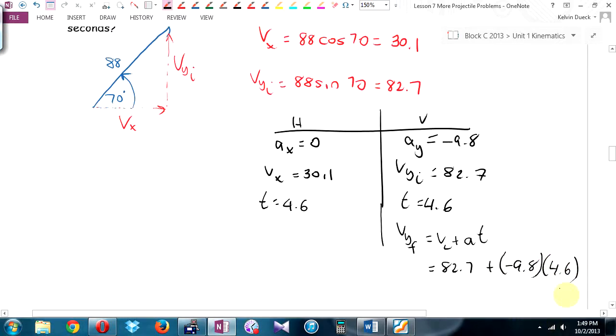Although, if I don't want to type anything, Elijah, I could have just said to myself, negative 9.8 is really close to negative 10, and 4.6 times negative 10 is 46, which is way smaller than V initial. You know what? It is good. I'm going to get a positive answer, yeah? We're going to get going up. What'd you get for Vy final?